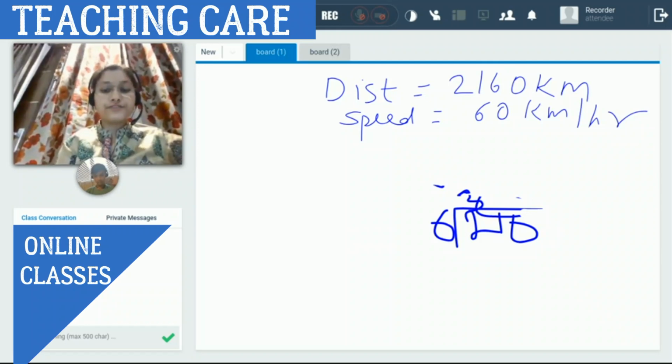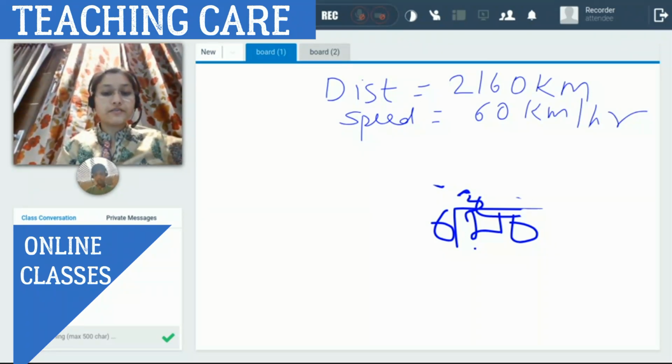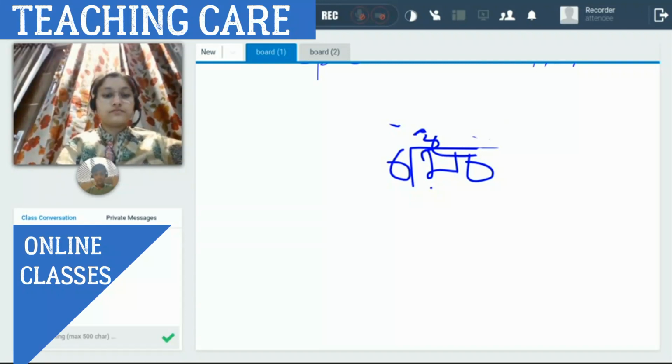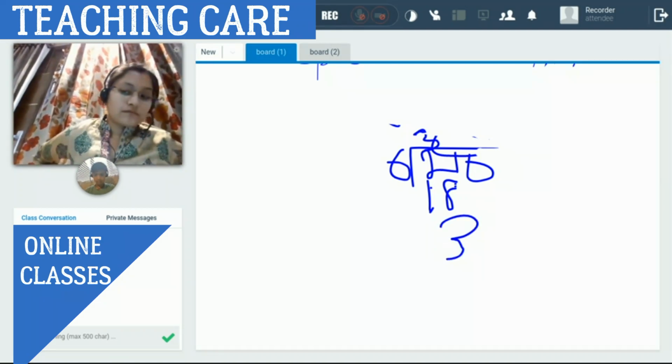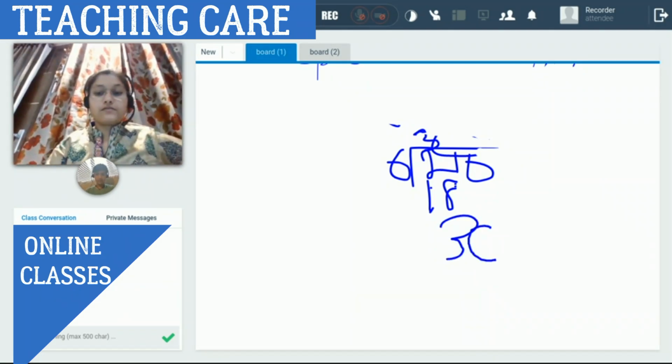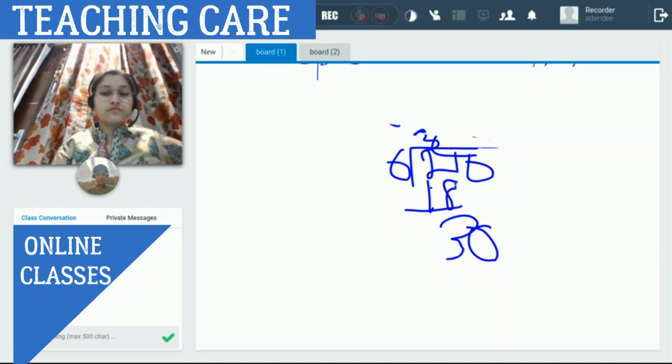You have placed 3 here, then write 6 into 3, what is it? Below 21. 6 into 3, 18. Subtract them. 3. You put this down. Why 0? You have written 0 after 3? Yeah, because you drop it down. But here it is 6. So you will drop 6.